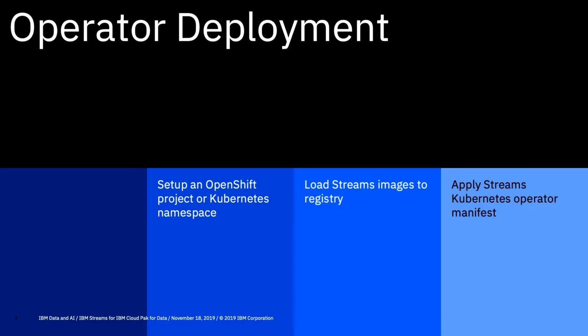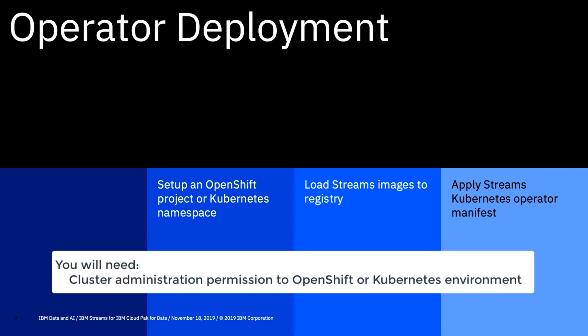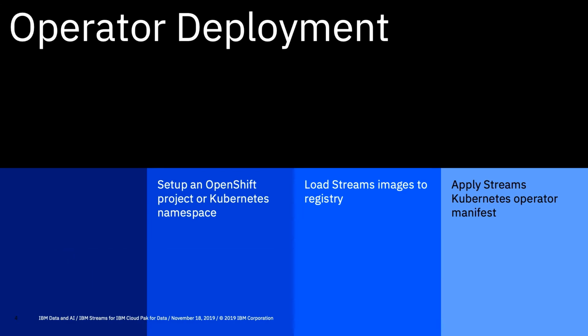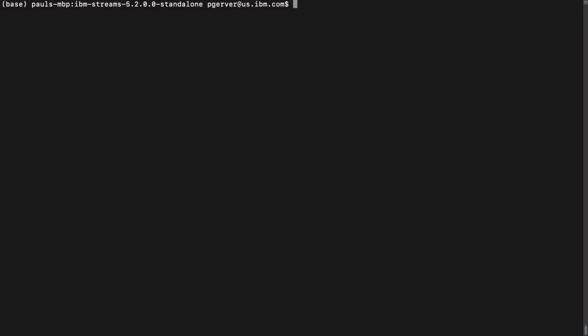The next major step is preparing an OpenShift or Kubernetes environment. Today, I'll be walking through an OpenShift environment, but a lot of the steps are the same for Kubernetes. Before I begin, it is important to note that you will need cluster administration access to perform the necessary setup. If you are unable to get the access yourself, ask your cluster administrator to perform the steps.